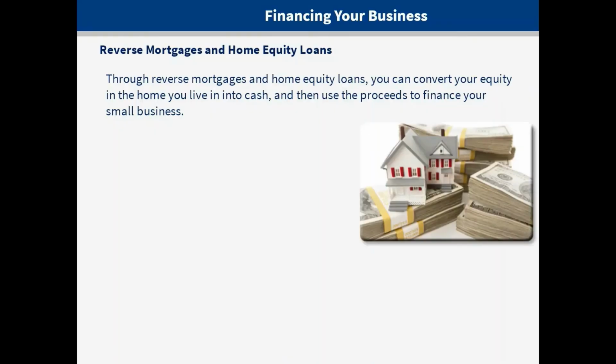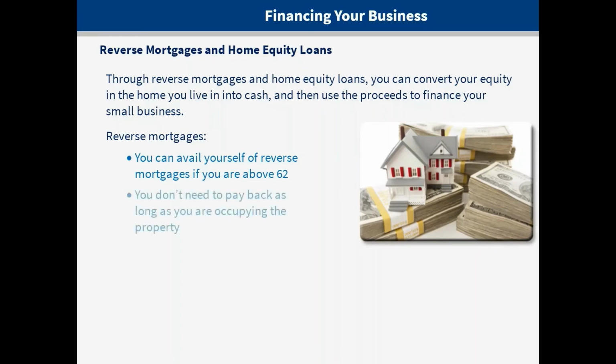Reverse mortgages and home equity loans can also be sources of financing for your business. You must be 62 or older to qualify for this type of mortgage loan. It is a way of converting the equity in your house into cash. The lender will pay you the cash, which you don't need to pay back as long as you are occupying the property. The cash needs to be repaid only in the case of your death or if you choose to sell or vacate your property. For more information about reverse mortgage loans, visit the Consumer Financial Protection Bureau.